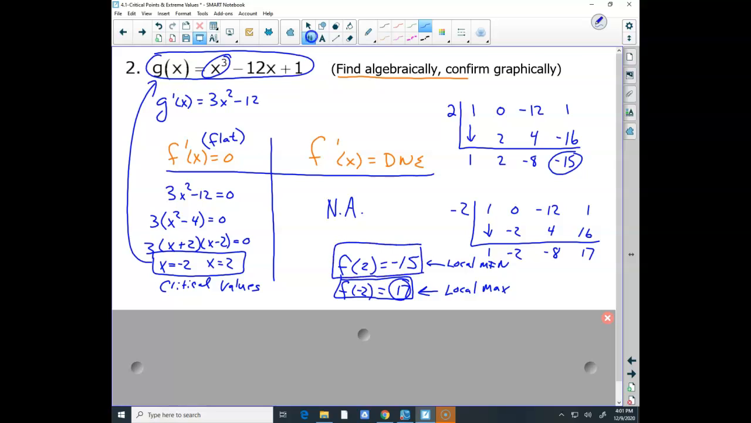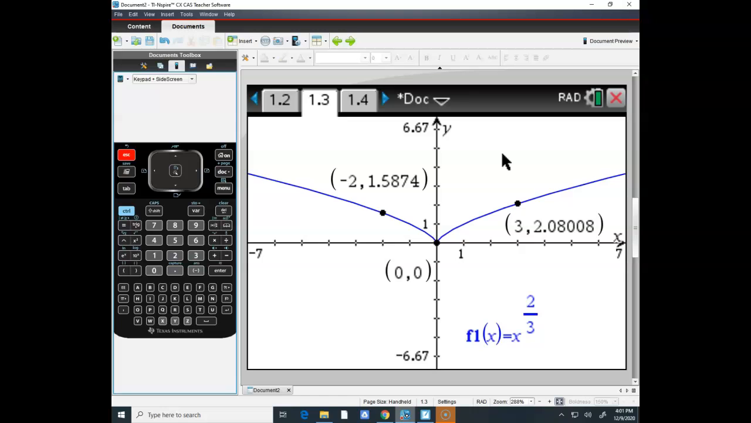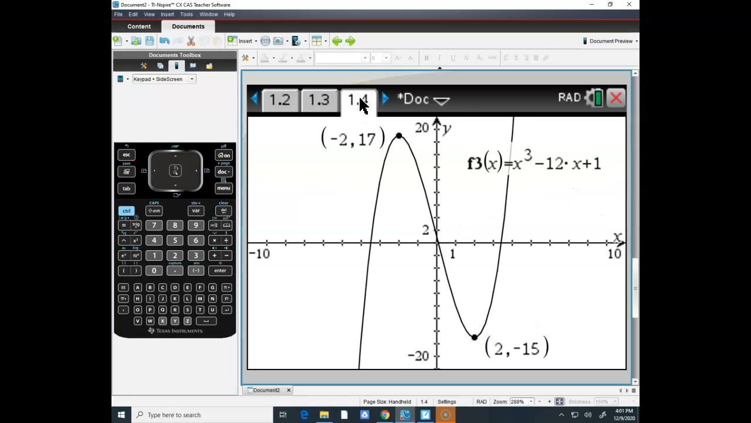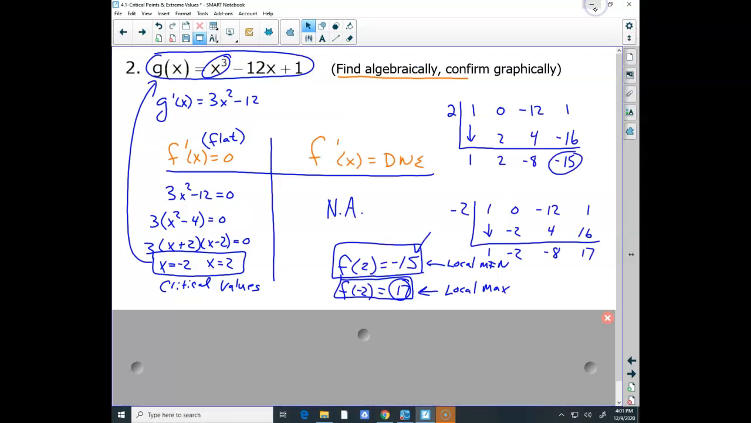So my extreme values occur at 2 and -2. My maximum value is 17. My minimum value is -15. So here are my values. Did I do it right? Let's check it out. I think I got the graph. There's my graph, and look at that: -2 comma 17, 2 comma -15. I can see one arm goes up, one arm goes down. That's why I knew none of them would be absolutes.